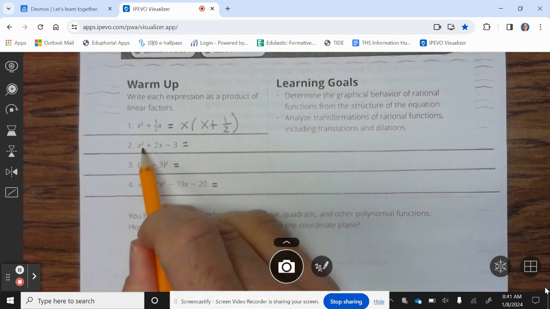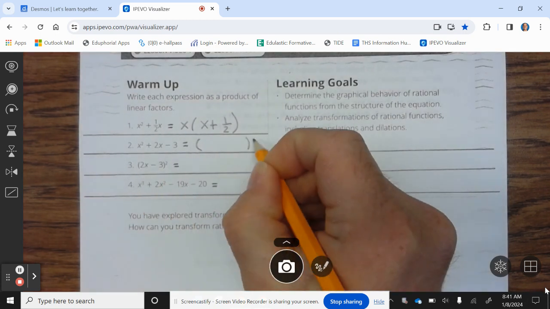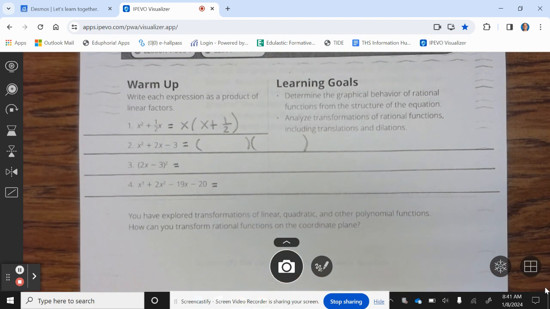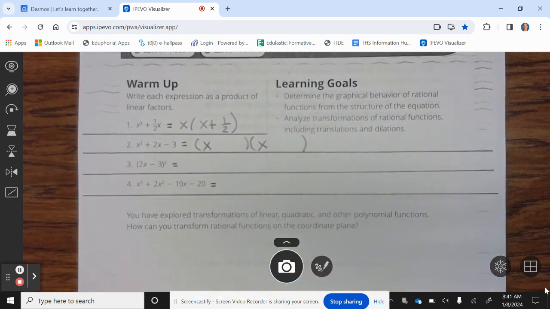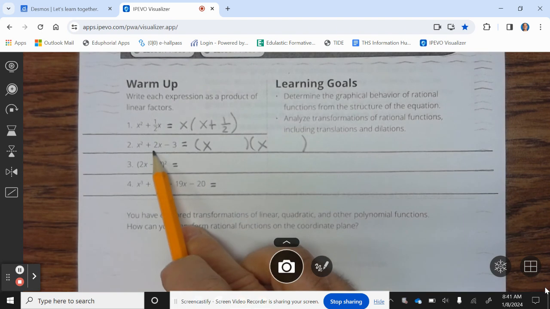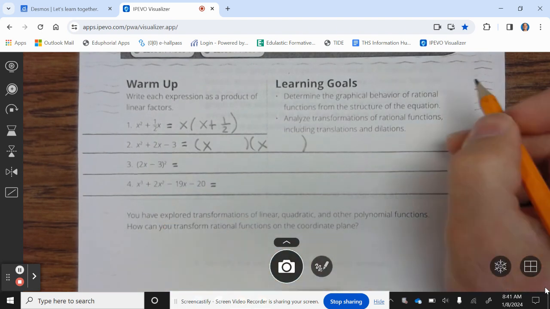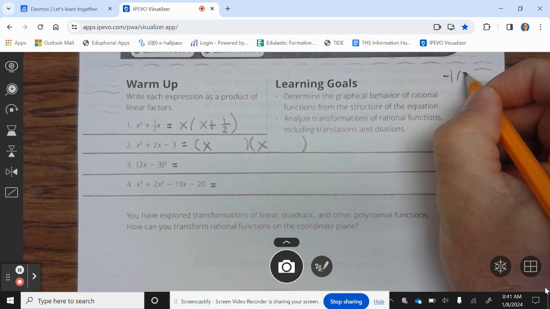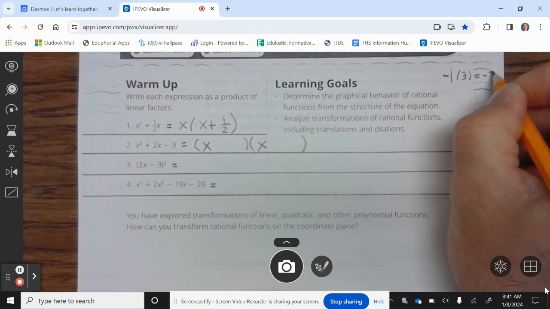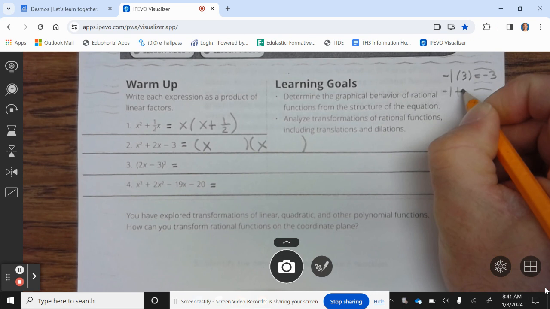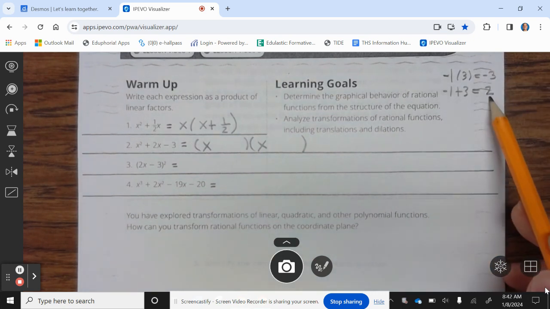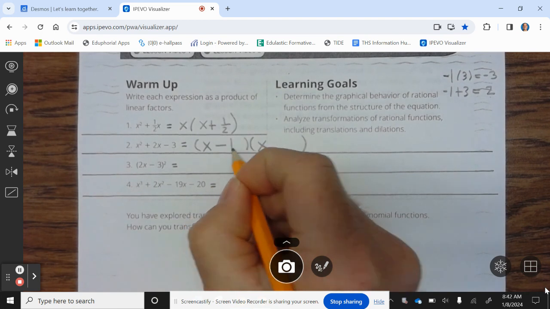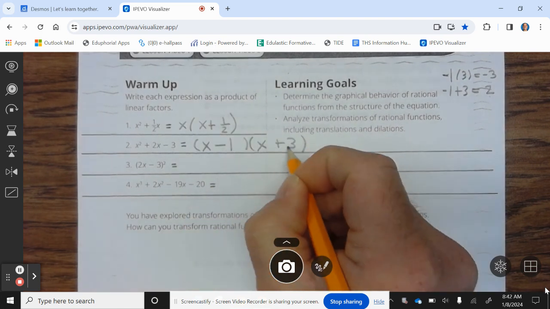Here, three terms, we see x squared, so that's 2 parentheses. We know x and x. Now we need to figure out what numbers multiply to give you -3 and combine to be 2. Since the middle number is positive, the bigger number is positive. So -1 times 3 is -3, and -1 plus 3 equals 2. So we have our -3 and 2. So our factors are x minus 1, x plus 3.